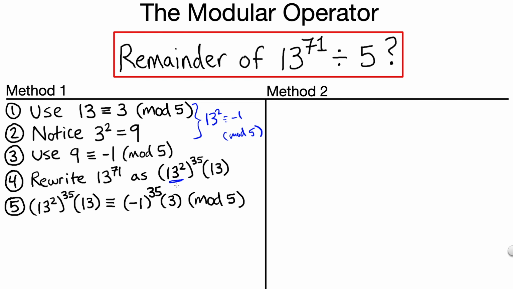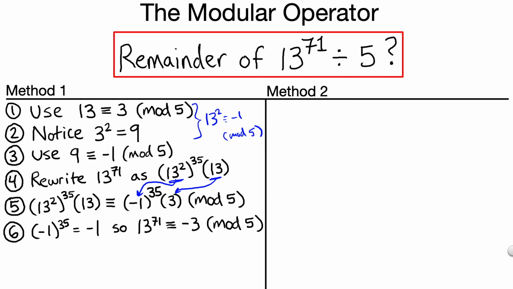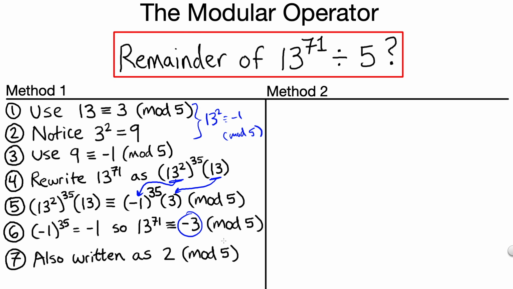Therefore, this 13 squared can be rewritten as -1, and this 13 over here can be rewritten as 3 mod 5. After that, -1 to the power of 35 is still -1, and what we're left with is -1 times the remaining 3, or just -3 mod 5. Negative 3 is also equivalent to negative 3 plus any multiple of 5 when it's mod 5. Therefore, I can add 5 to negative 3, and this can be rewritten as 2 mod 5.